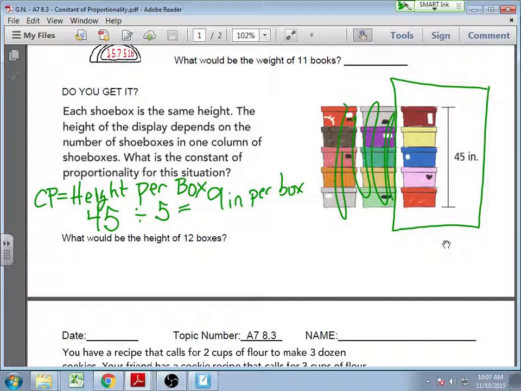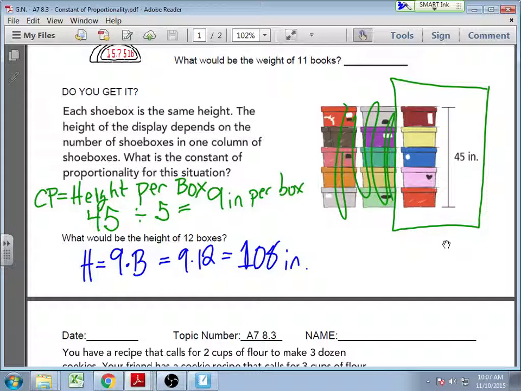And then the height of 12 boxes. Shahid, what did you do to find the height of 12 boxes? I did 9 times 12. Yeah, so your height is 9 times the number of boxes. So it's 9 times 12, which ends up being 108 inches. Guys, I can't even reach that.